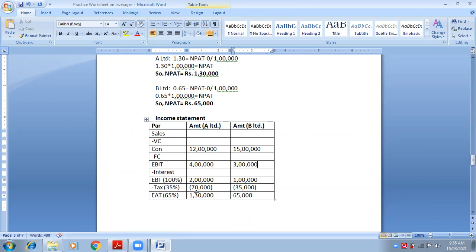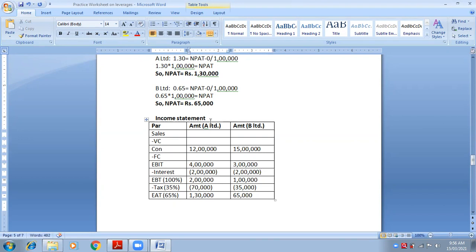One by one we are finding out everything. So now EBIT is 4 lakhs and 3 lakhs. EBIT is 4 lakhs, EBT is 2 lakhs. So what will be my interest? 4 lakhs minus 2 lakhs, answer will be 2 lakhs interest. Same way, EBIT is 3 lakhs and EBT is 1 lakh. So how much will be your interest? 2 lakhs. Very good.